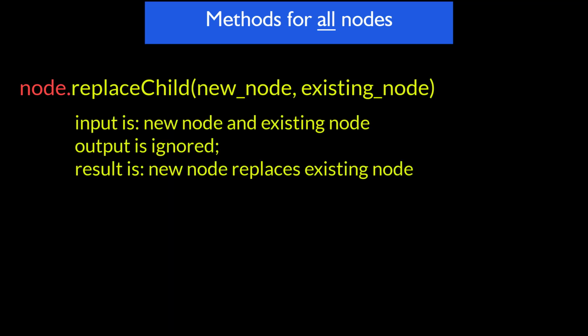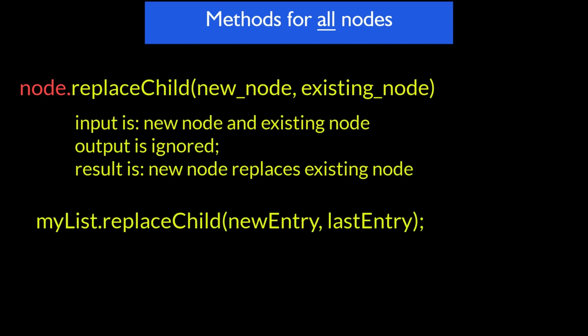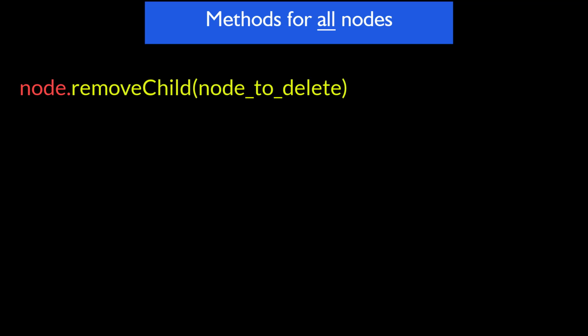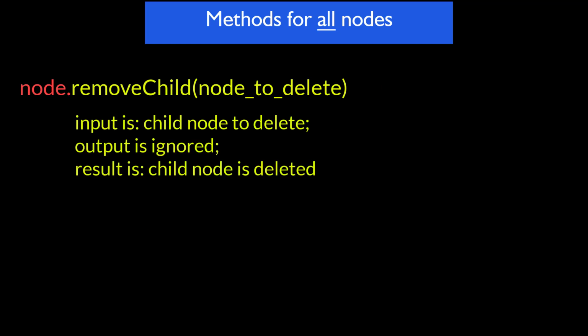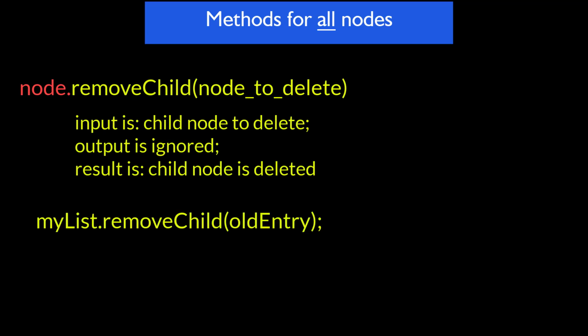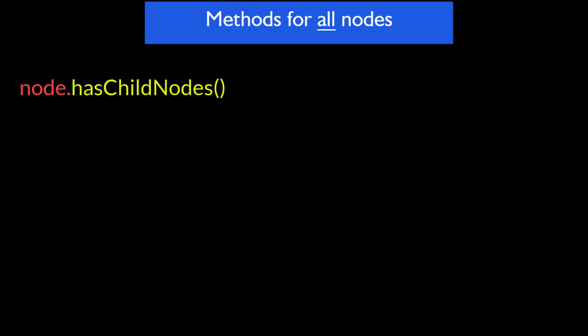Replace child. Input is new node and existing node. Output is ignored, but the result is the new node replacing the existing node. Example, mylist.replaceChild, parenthesis, new entry, comma, last entry. Remove child. The input is the child node to delete, and the output is ignored, but the result is the child node is deleted. Example, mylist.removeChild, parenthesis, old entry.